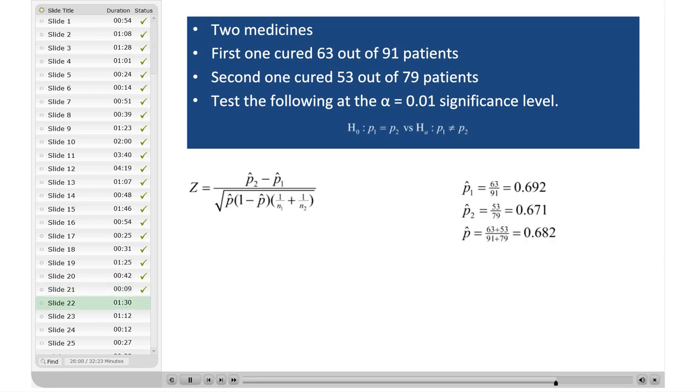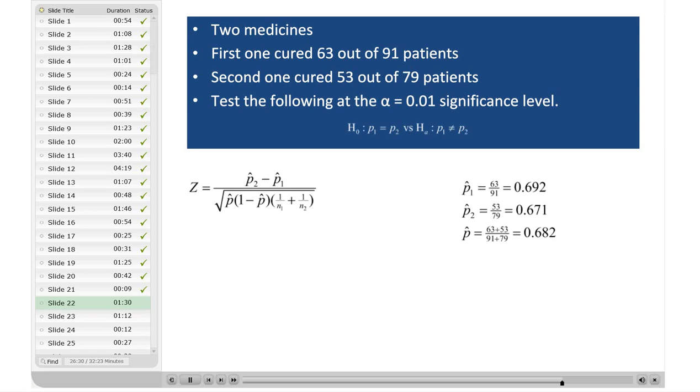As always, the hypothesis test involves two steps, calculating a test statistic and then comparing it to a cutoff value. The z-statistic that we're going to use is given by the formula on the left. And let's remind ourselves what the p-hats in this formula represent. So keep in mind that P1 basically represents the proportion of people that were cured by the first medicine. P2 represents the proportion of people that were cured by the second medicine.